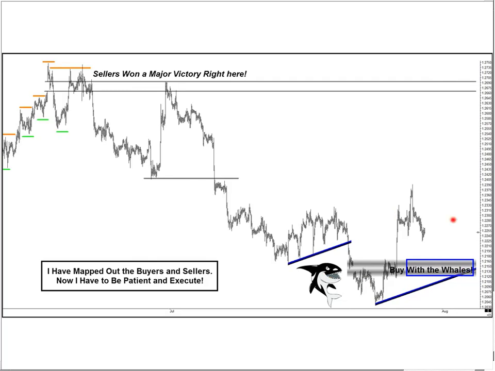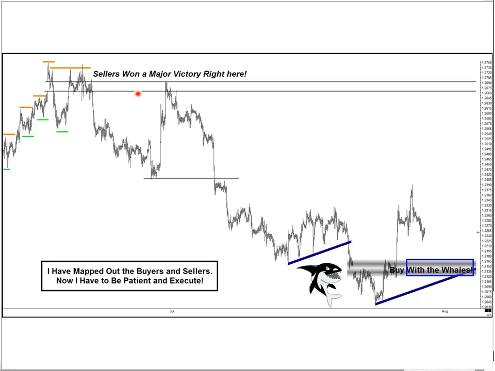Especially if you're smaller, if you're a one lot trader, what do you want to do? You want to trade where you know the buyers and sellers are and stay out of the way the rest of the time. Very simple. Well, I'm willing to trade down here, and I'm willing to trade up here because I've mapped out the buyers and sellers. Here's the buyers. Here's the sellers. And I've got them in advance. Here's my upsloping frequency, and up here, I don't need anything.